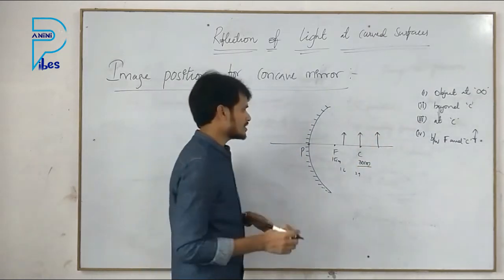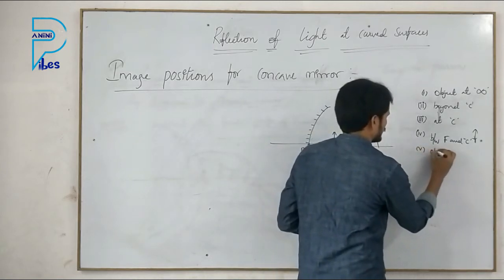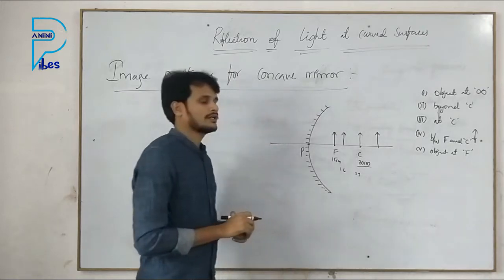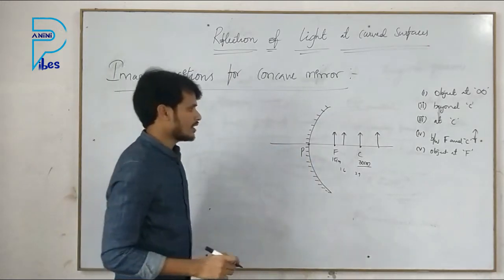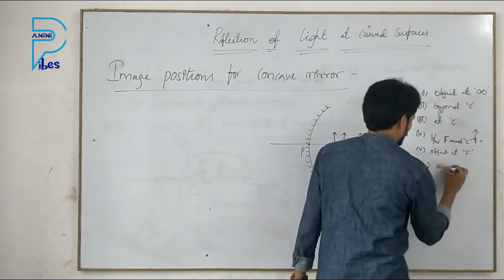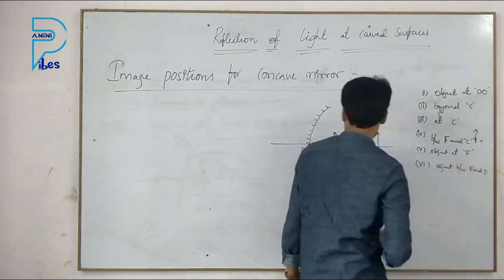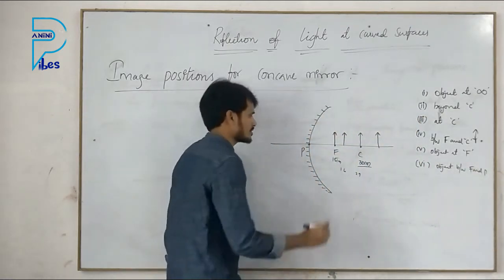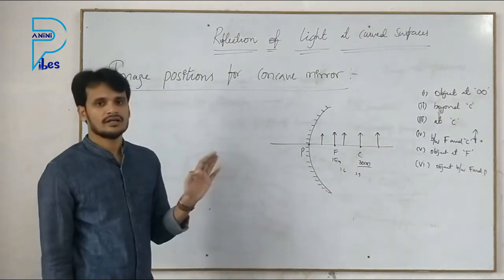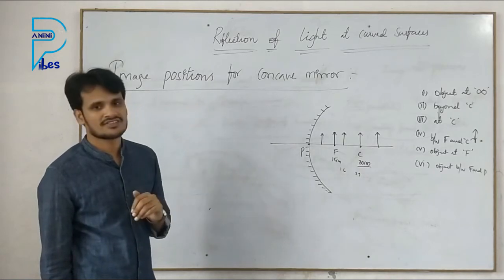Got it? And the next position is object at F. The fifth position is object at F. And the last position, the sixth position, is object between F and P. If you are placing the object here, that is considered as object between P and F. How many positions are possible on a concave mirror? There are 6 types of positions possible.